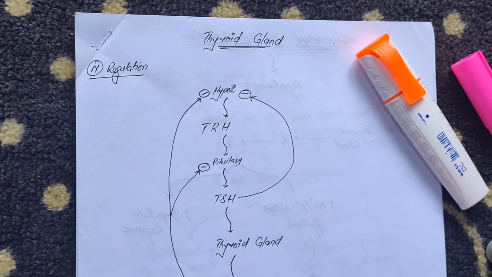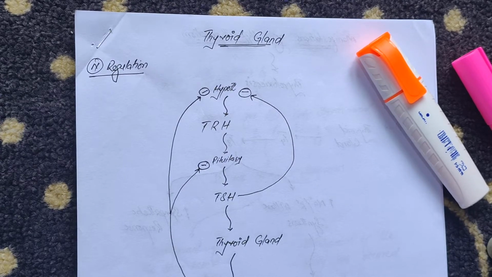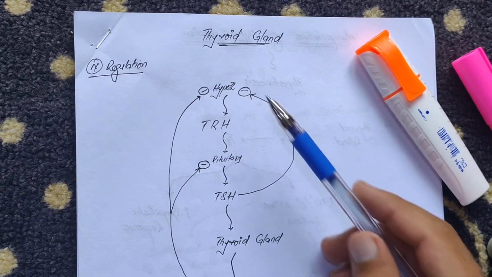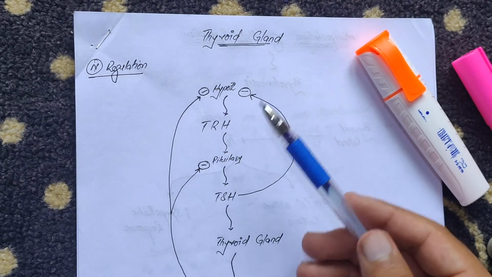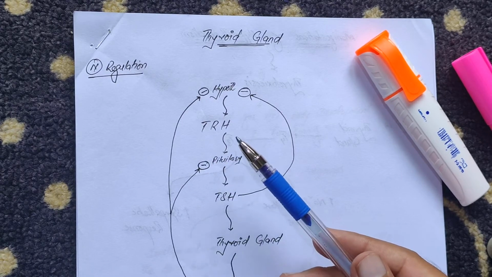Hello everyone, let's talk today about hypothyroidism and hyperthyroidism manifestations, how these diseases manifest, and a proper mnemonic for it. But before going to that, first of all, remember how the normal regulation of the thyroid gland occurs.